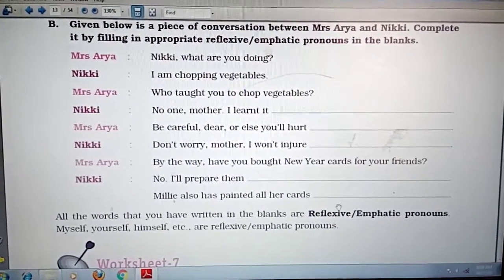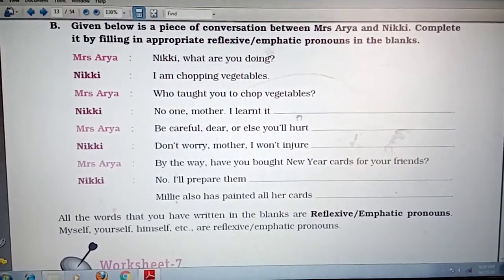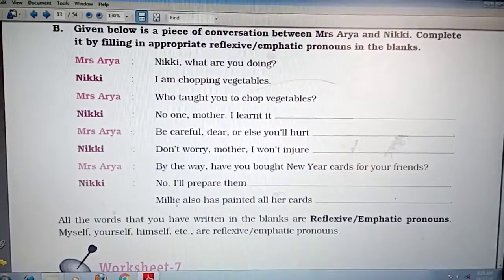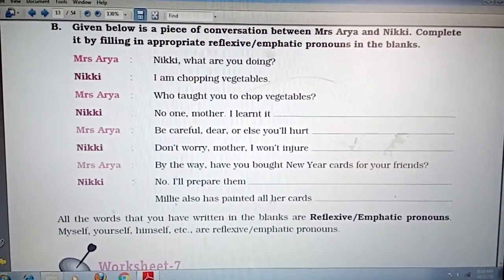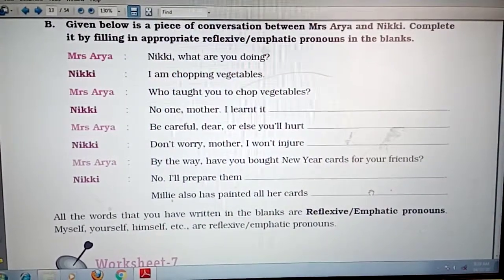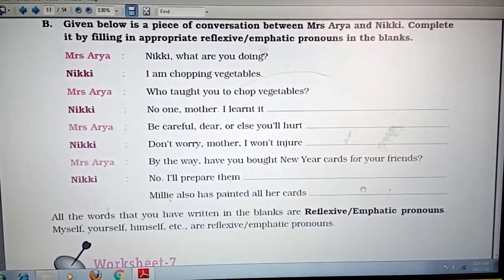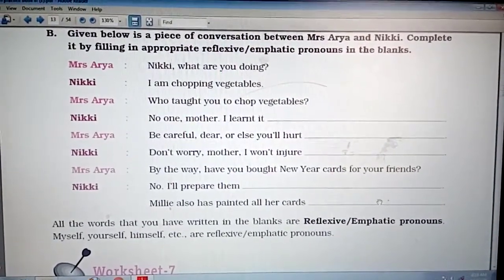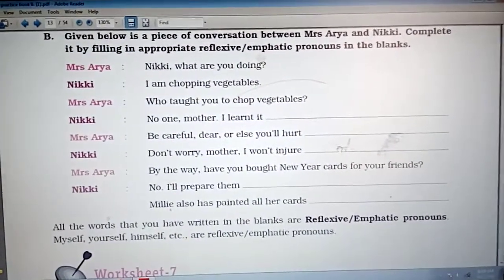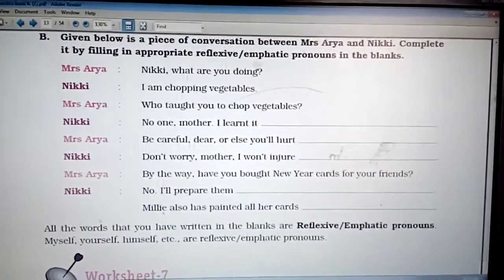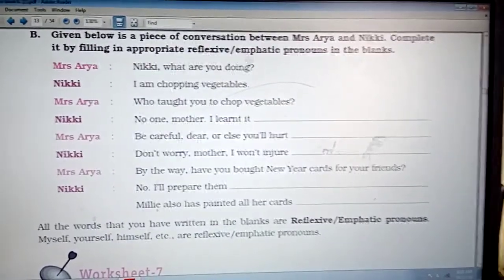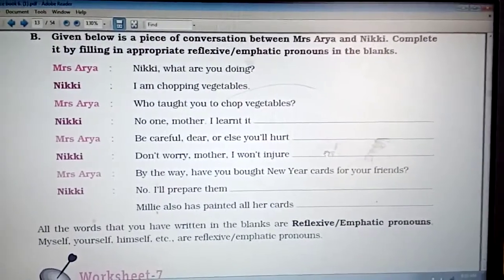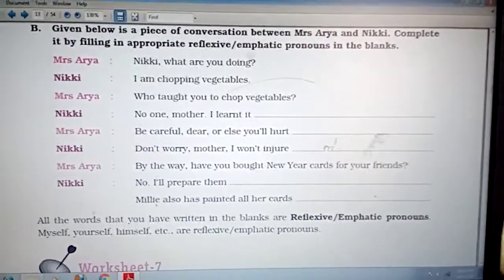So we have used myself, yourself, once again myself, once again myself, and here herself. How can we identify which one is reflexive and which one is emphatic? See, the most important thing with an emphatic pronoun is that it is used just after the pronoun, but reflexive pronouns are not used just after the pronoun.